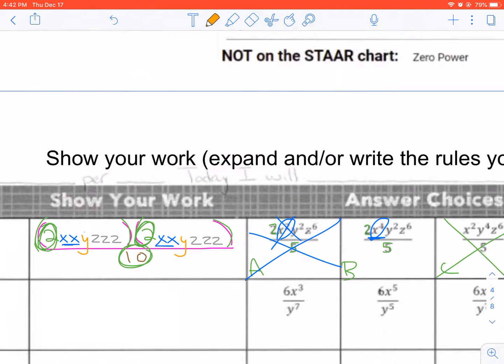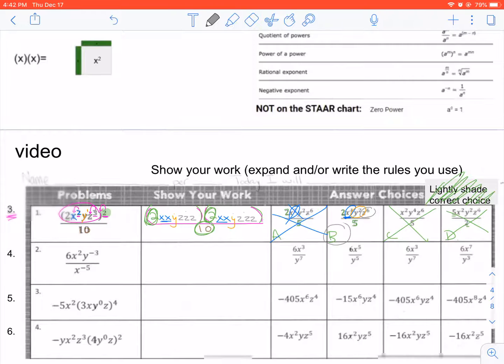And here we have our y's. We have 1, 2 y's, and yes, y squared. And then we're going to look at our z's. We have 3 z's on the left side of the parentheses, and on the right side of the parentheses there's 3 more. So we have 3 and 3 together, that makes 6. So answer choice B is going to be correct for number 4.